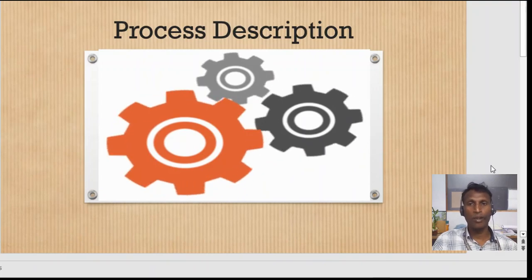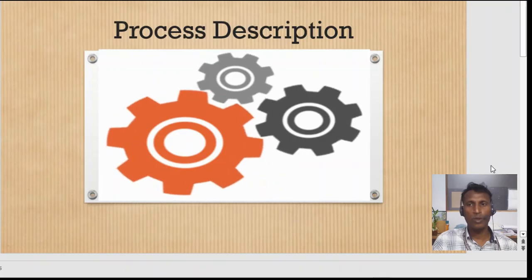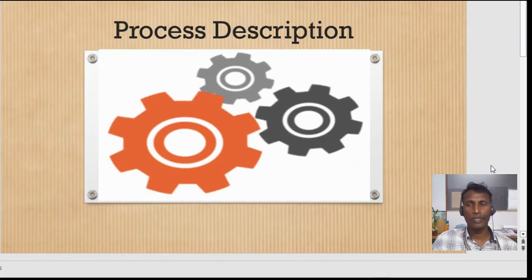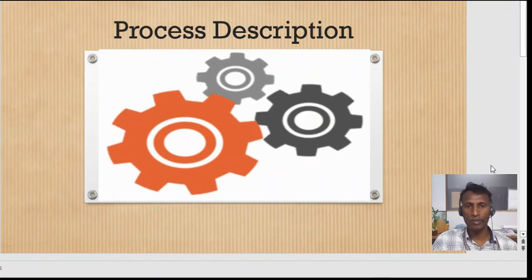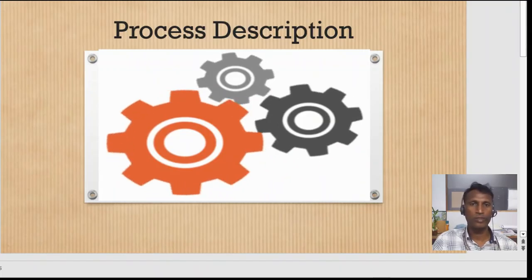It is a must that all the processes, all the steps, are carried out so that we get the expected outcome at the end of the event or the process.